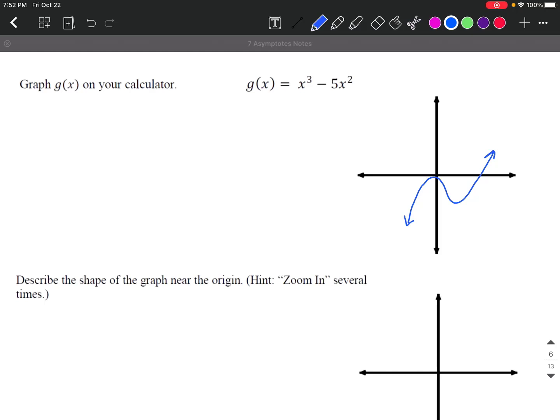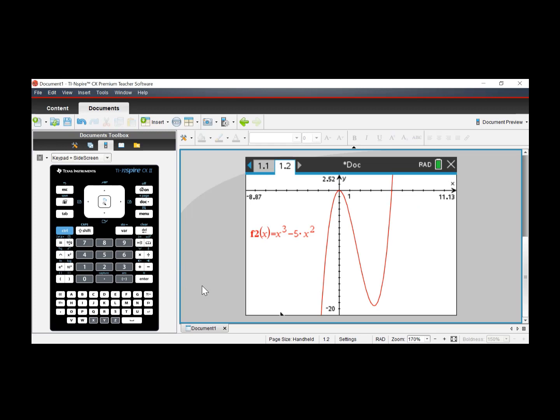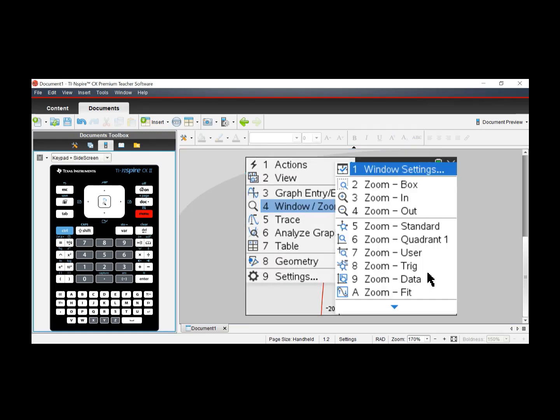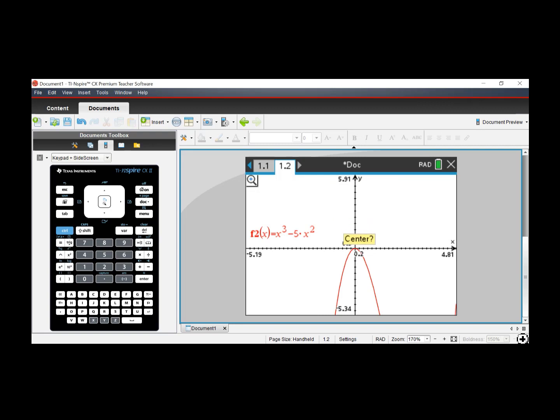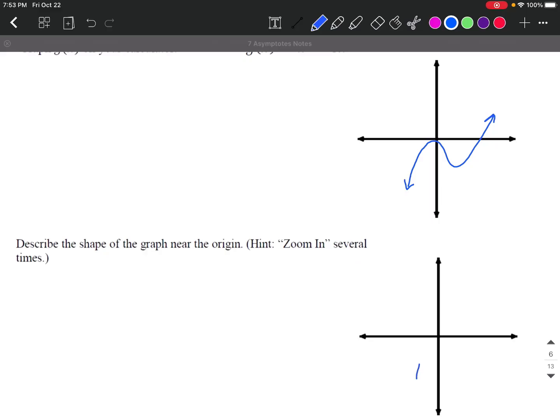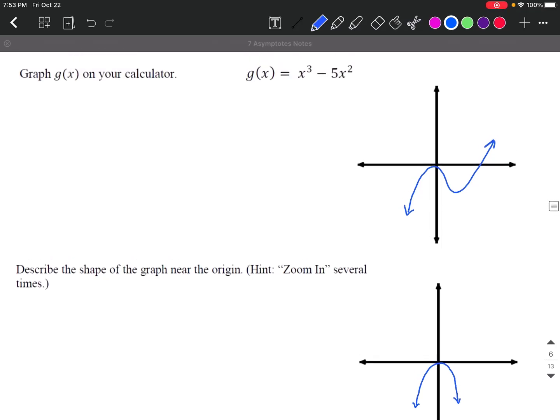Okay, so we have a cubic. Now, go back to your calculator and zoom in on the origin several times. What happens? Now we're going to zoom in. So menu, window, zoom in, and we're going to zoom in on the origin. Oh, look at what that looks like. Wonder what that is. Okay, it starts to look like this, doesn't it? That looks like a parabola.